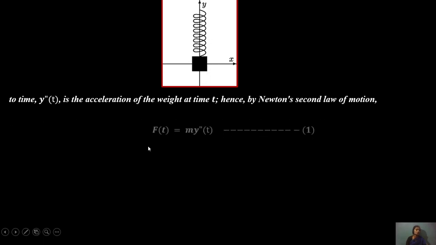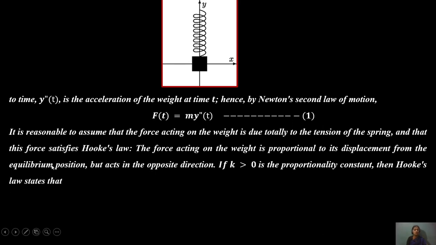Okay, y double dash of t is the double derivative, which will be considered the acceleration of the weight at time t. Hence Newton's second law of motion shows that f of t equals m y double dash of t. This is the first equation. It is reasonable to assume that the force on the weight is due to the tension of the spring when it is stretched, and this force satisfies Hooke's law.